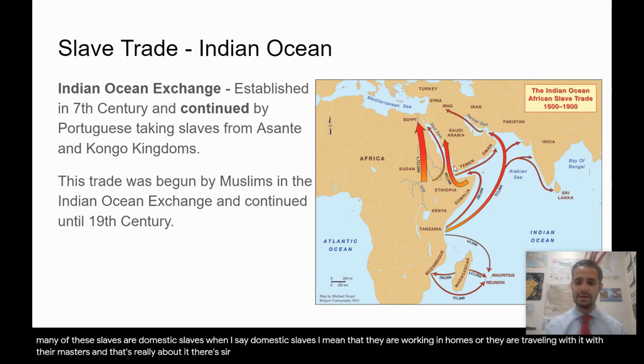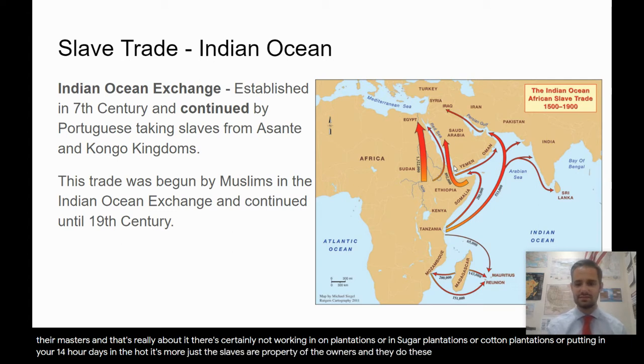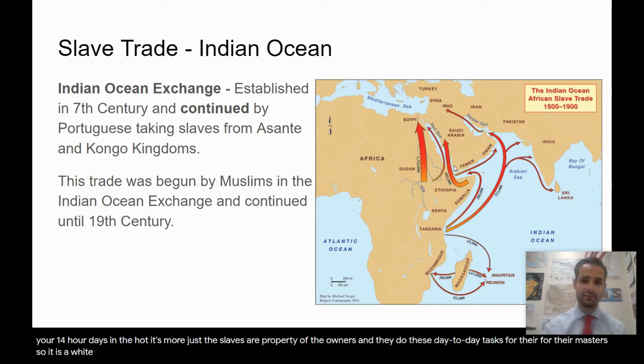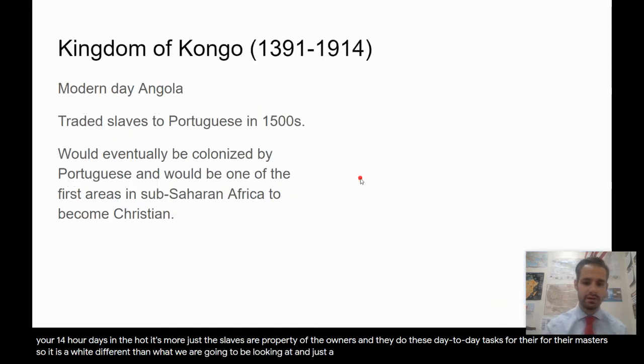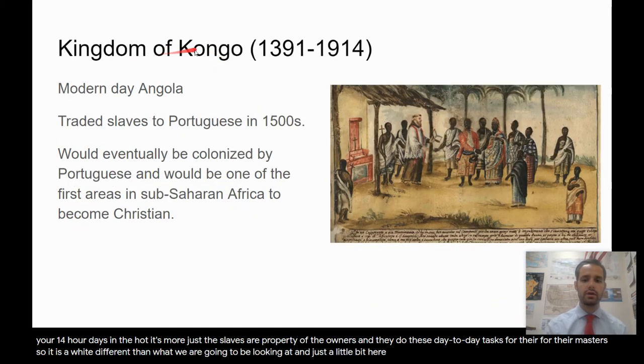They're certainly not working on plantations or in sugar plantations or cotton plantations or putting in 14-hour days in the hot sun. There's nothing like that. It's more just these slaves are property of the owners and they do these day-to-day tasks for their masters. So it is a lot different than what we are going to be looking at in just a little bit here. Let's start in Africa because that makes the most sense to start.